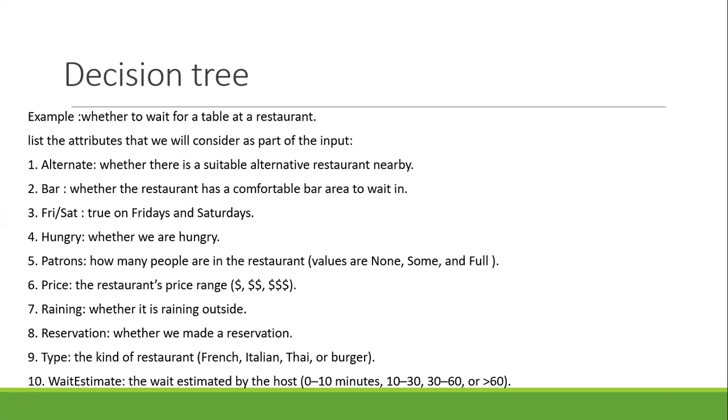And next is raining. If it is raining outside, we can't go out for another restaurant, so we have to wait here. We also check whether any reservation is available, whether all the seats are already reserved. Otherwise, we have to definitely move to the next restaurant. Next is the type of cuisine. If it is French, Italian or Thai, based upon the cuisine, we have to check whether we wait here or move to the other restaurant.